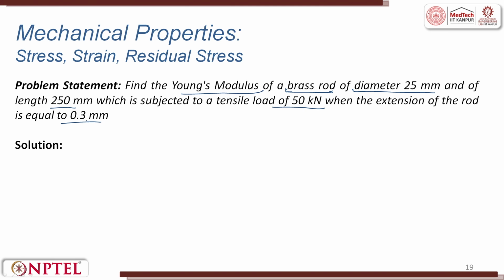So here you might have to first find the area of the rod. The diameter is given, the area of the rod is to be found. So dia is given, area would be question mark. Then you have to find the tensile load. Tensile load is already given. The length is already given. You will find the stress. Based upon the stress, then you will find the strain.